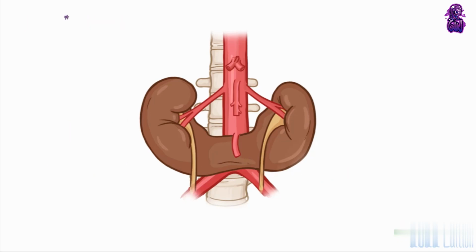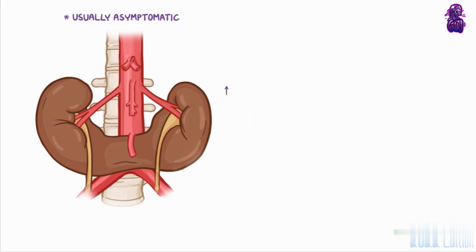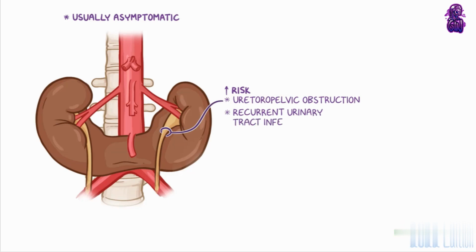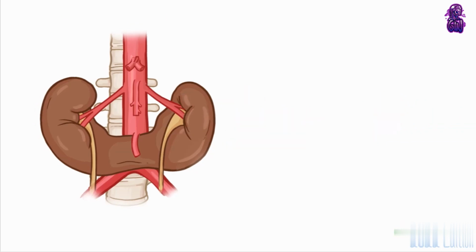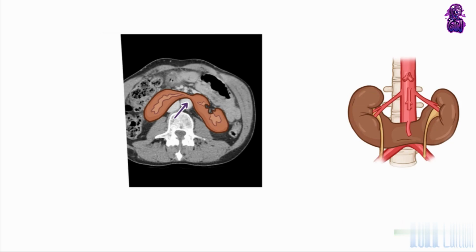A horseshoe kidney is usually asymptomatic and is discovered incidentally during abdominal imaging. However, these individuals have an increased risk of uretero-pelvic junction obstruction, recurrent urinary tract infections, renal calculi, and renal tumors. On a CT scan, we can identify renal tissue on both sides of the aorta connecting at the isthmus distal to the origin of the inferior mesenteric artery. This is still normal renal tissue, but with an abnormal configuration.